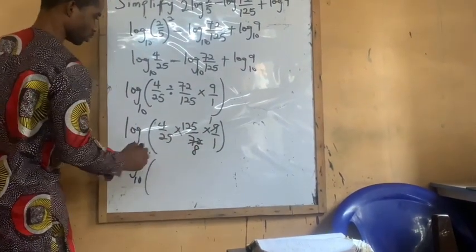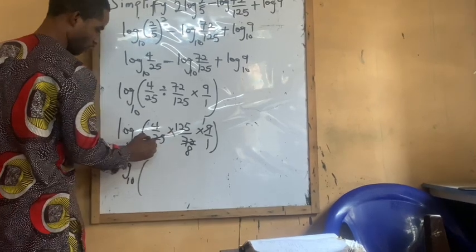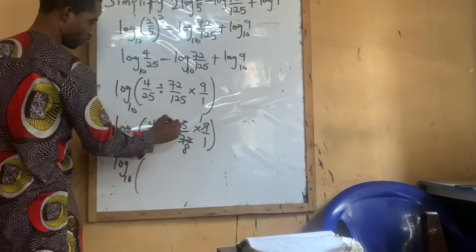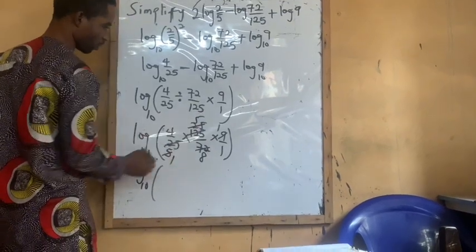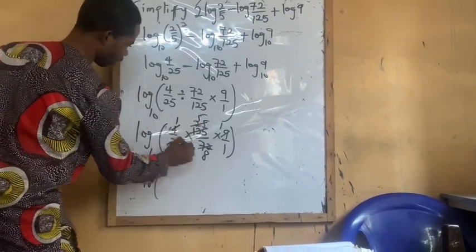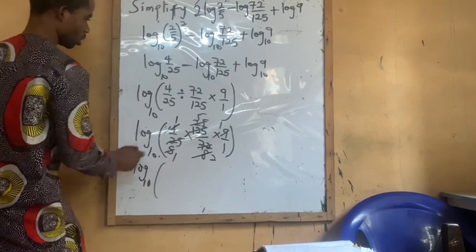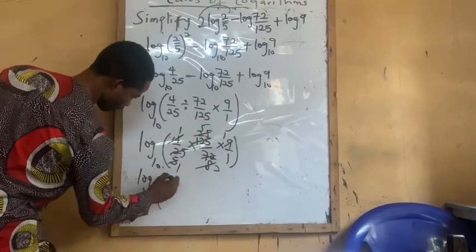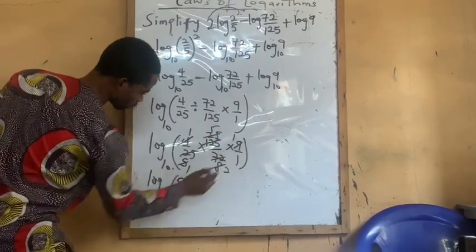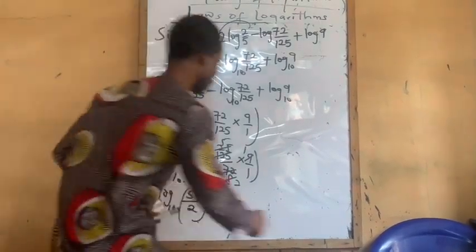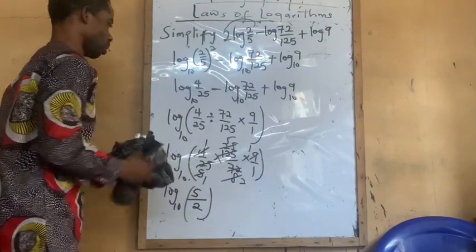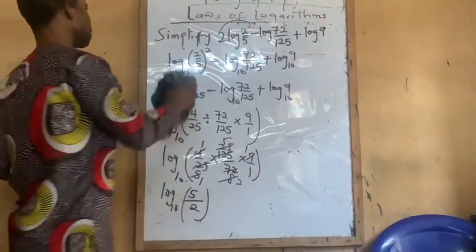9 here 1, 9 here 8. 5 here 5, 5 here 25, 5 here 5, so we have 4 here 1, 4 here 2. That means 1 times 5, 5 times 1, 5, all over 1 times 2, 2 times 1, log 5 over 2 base 10. Now don't stop here. Let's still try to simplify this.